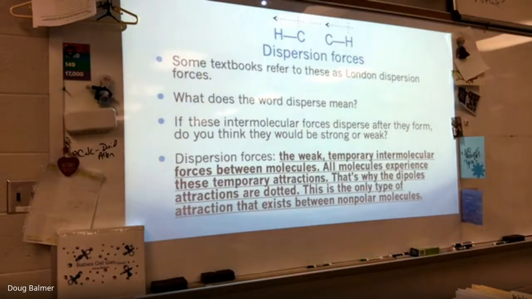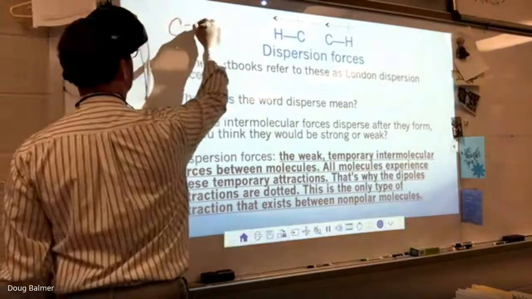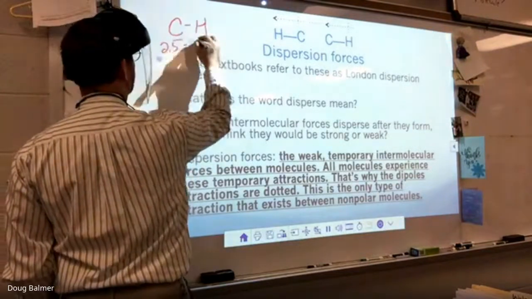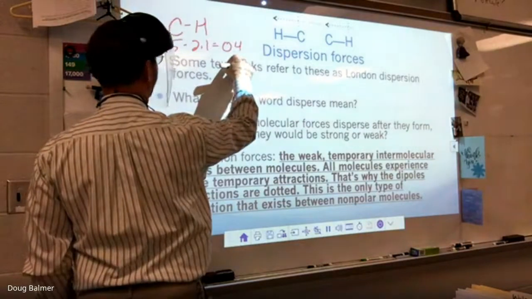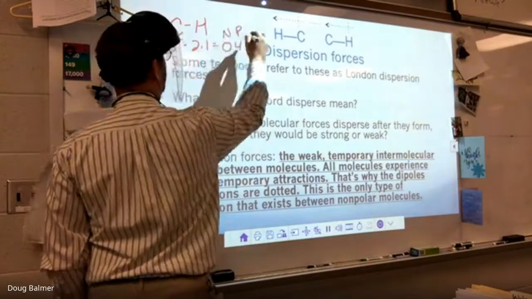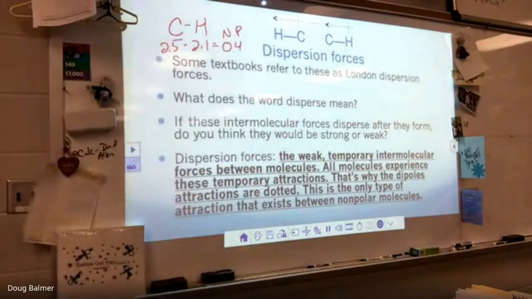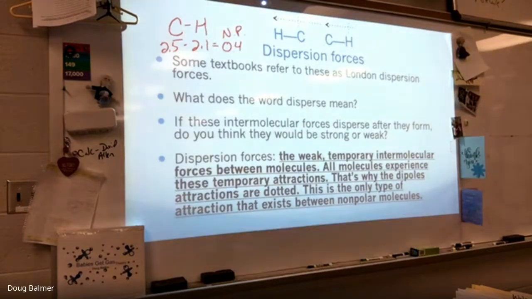Which atom pulls electrons more, H or C? Right, technically it would be the C, correct? But we pretty much defined H and C as what type of bond? 2.5, 2.1. Now, technically, there is some polarity here, but we basically said this is so small, this is a non-polar bond. Would you draw a dipole arrow with a non-polar bond? No.